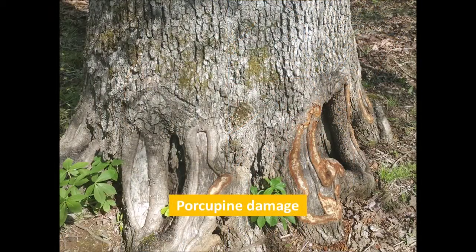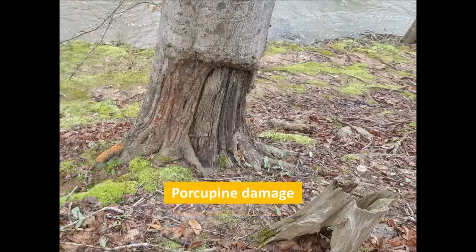Trees may also be damaged by animals such as porcupines and also beavers, which might chew at the base of the trees or completely chew the tree down in the case of beavers. Some more porcupine damage. You can see the bite marks at the base of that tree on the left.